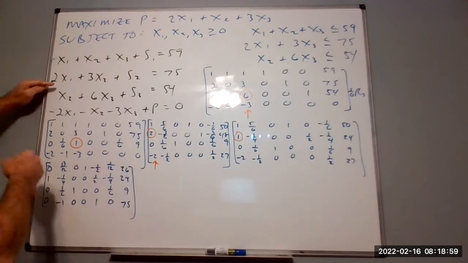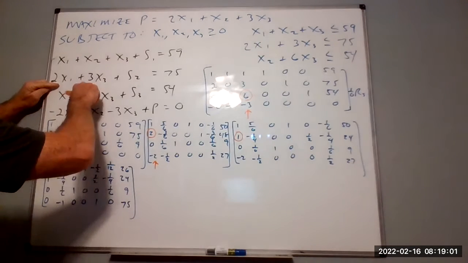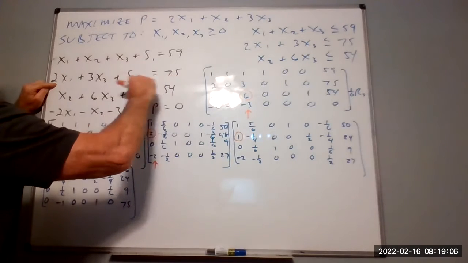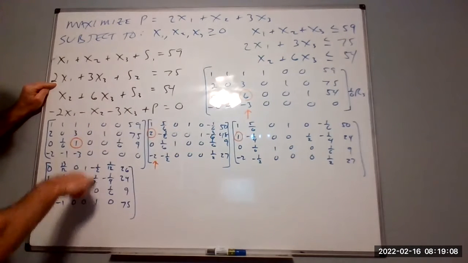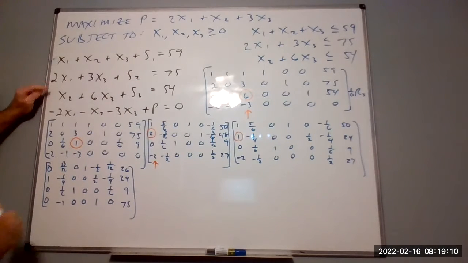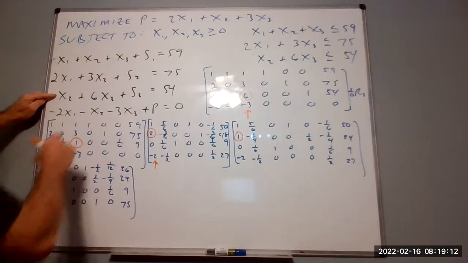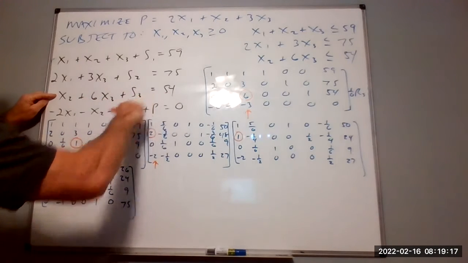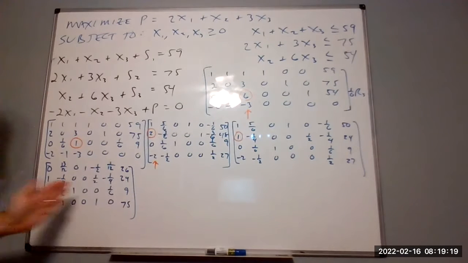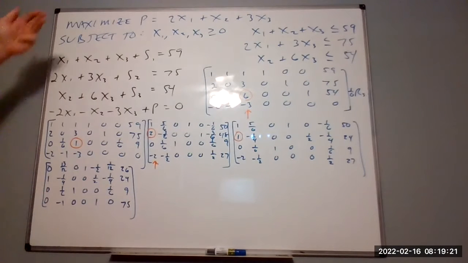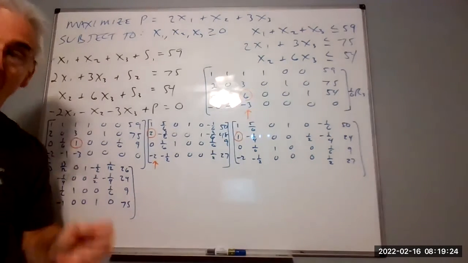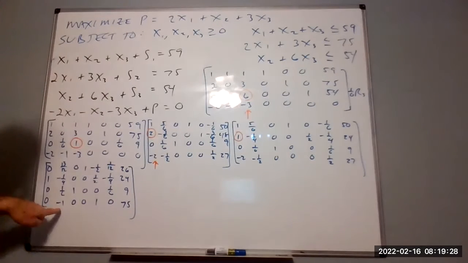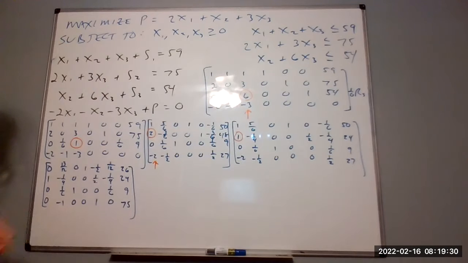Hey, if X1 is 24 and X3 is 9, then I have 48 plus 27 is 75. I would have used up all of S2. That says S2 is 0 because that's not a unit column. X2 is 0, X3 is 9. There's 54. I used up all of S3. And once again, if I read my solution from here, you notice it satisfies all of the equations and inequalities, but it is still not our final answer because I still have a negative in the bottom row, okay?